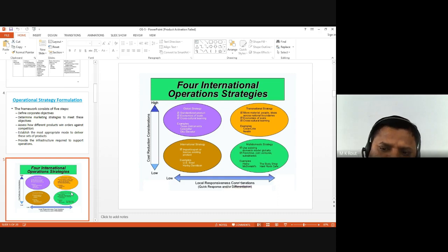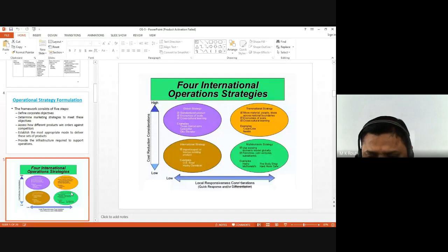Moving to the next one, in case of transnational strategy, it basically includes moving materials, people, and ideas across national boundaries. It also includes economies of scale. The next is cross-cultural learning, which is a must and is also included in this. A company that uses this type of strategy is Coca-Cola. And as you know, Coca-Cola in the state of Odisha is owned by Hindustan Beverage Private Limited. And the next is Nestle, especially for baby care and baby food, which is very famous in that particular case.